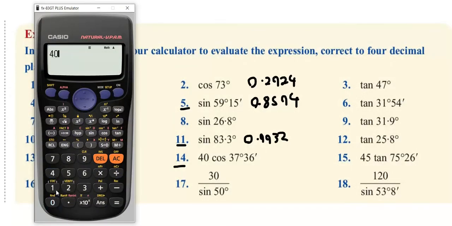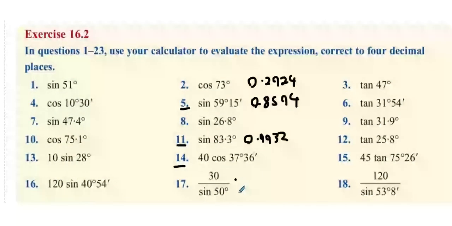You put a 40 at the front, then you press cos, then you press 37 degrees, 36 minutes, press equals, and you get 31.691585, but that's going to be 16, so 6916, 31.6916. I believe that's for the top one there, like so.